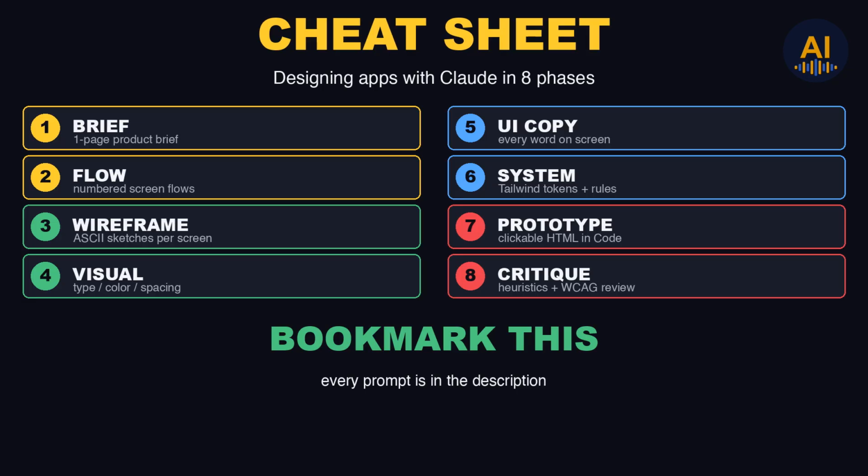8 phases. Brief, flow, wireframe, visual direction, copy, design system, prototype, critique. Each one ends in a real artifact you can ship. Every prompt I used is in the description, ready to copy. Save this video. The next time you start a product, run the 8 prompts top to bottom. You'll have a working prototype in an afternoon.